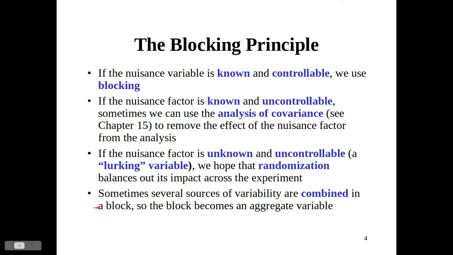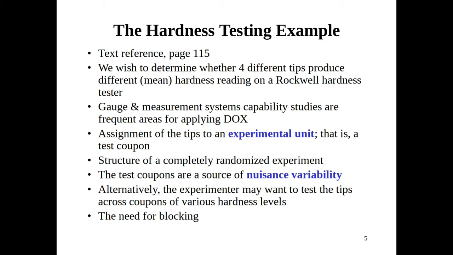And the last bullet point: sometimes several sources of variability are combined in a block. So we are combining several different nuisance variables into one block. And that block can now become an aggregate variable, so it is easy to deal with that block. So I guess we can look at an example to understand these ideas better.